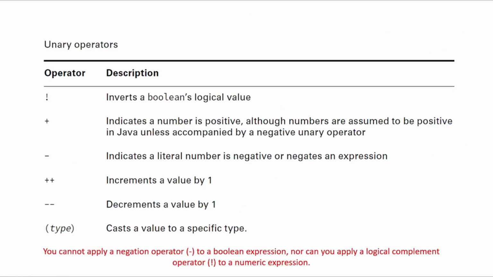Unary operators. There are 6 unary operators. The logical complement operator inverts a boolean logical value. Plus indicates a number is positive, although numbers are assumed to be positive in Java unless accompanied by a negative unary operator. Negative indicates a literal number is negative or negates an expression. Plus plus means increment by 1, minus minus decrement by 1. Brackets with a type mean cast a value to a specific type. You cannot apply a negation operator to a boolean expression, nor can you apply a logical complement operator to a numeric expression. So let's see that.